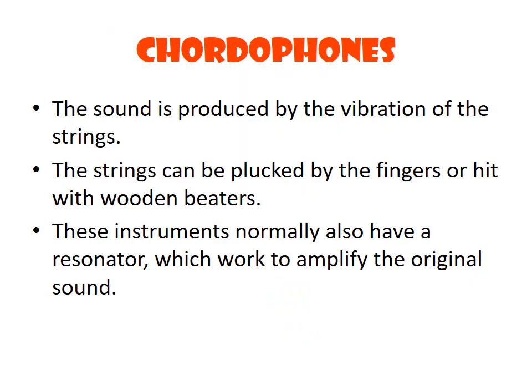Our next section is chordophones. A chordophone is an instrument that produces sound by the vibration of the strings, so similar to our string section in the Western orchestra. The strings can be plucked by the fingers or hit with wooden beaters, and these instruments often have a resonator which amplifies the original sound. So a resonator is normally a hollow type of box where the sound would travel through and therefore be louder.